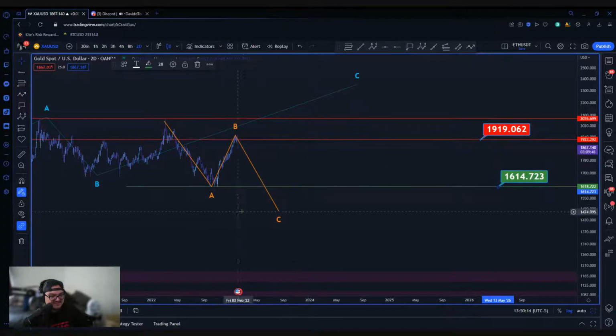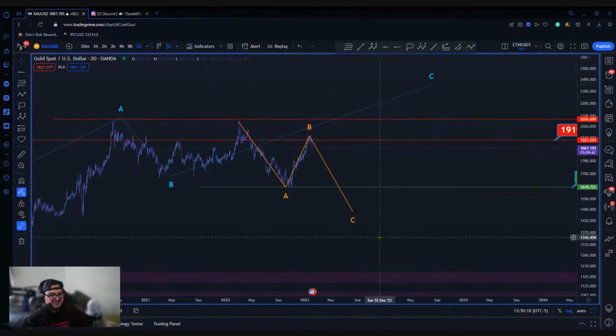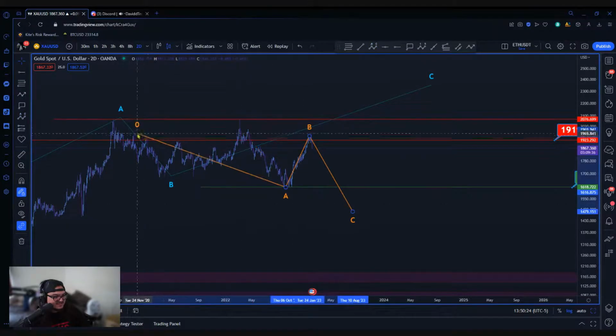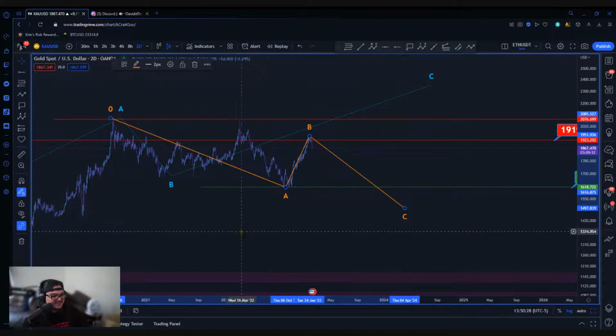But yeah, 1614 is a good pivot in case we do continue downward. But if anything, that's just an area for it to bounce, in my opinion. And that's going to complete a much larger ABC, something like this. Something like that. So keep an eye on that.